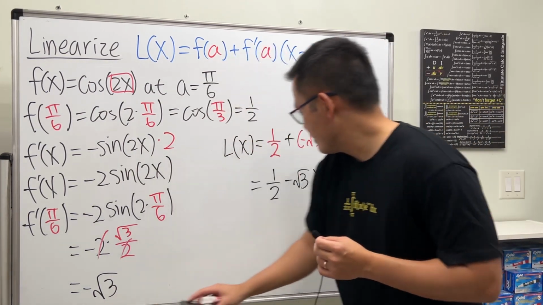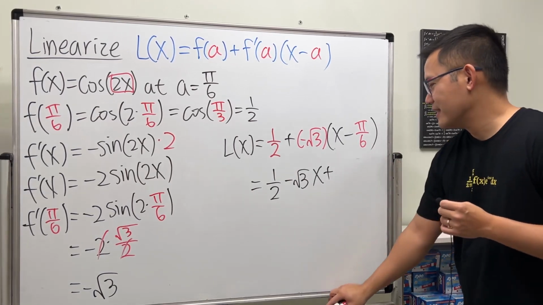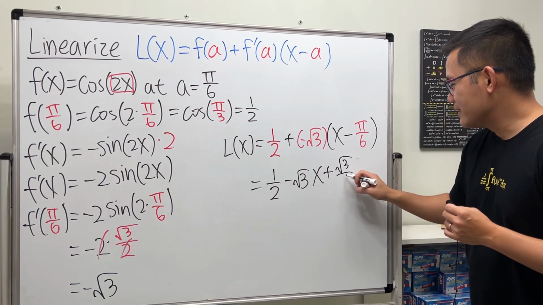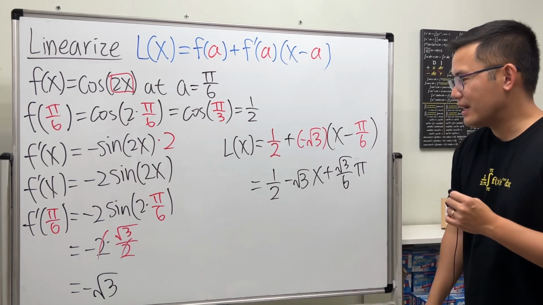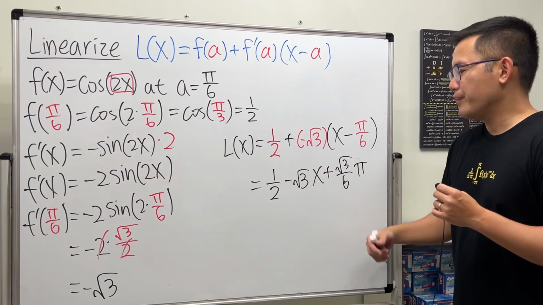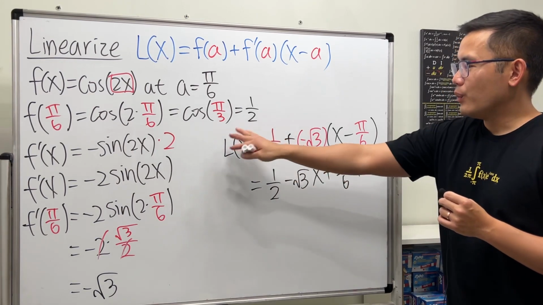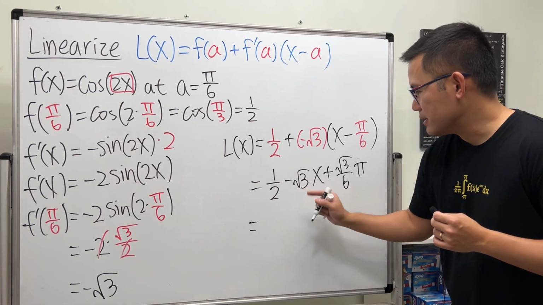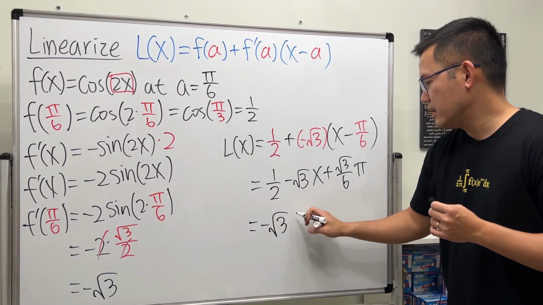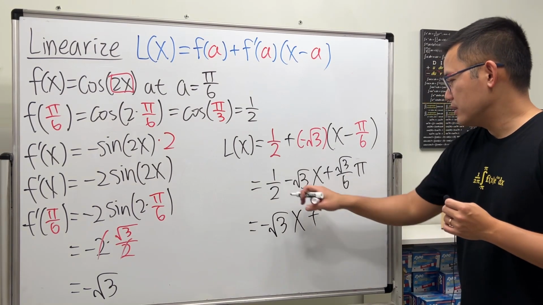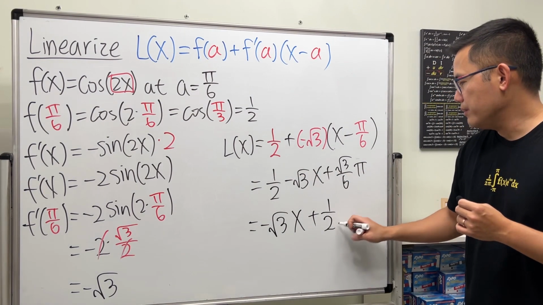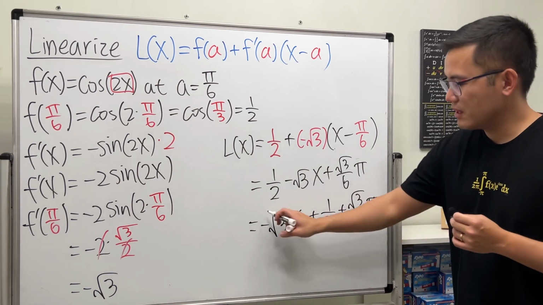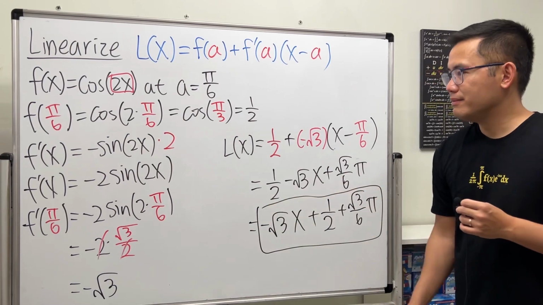Or maybe, look at that, square root of 3 over 6, and then pi like this. Pi is just a number, alright? Lastly, I'll just move this here. Usually we like to have the y equals mx plus b form, right? So that's why. The slope is negative square root of 3 times x, and then these are the numbers: 1 over 2 plus square root of 3 over 6 pi. Done. Just like that.